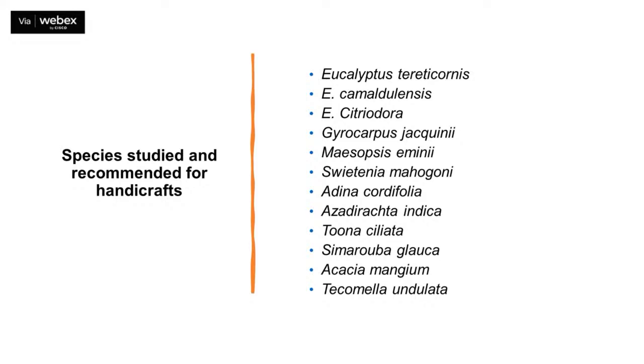And when you report any species for handicraft based on the methodology given in IS, that is one part of the story. We also take into account the perception of artisans, because they are the people who can really make a difference in accepting the species. So while doing the studies, we also take the feedback from the artisans, and we take into account their perception while recommending the species for end applications.